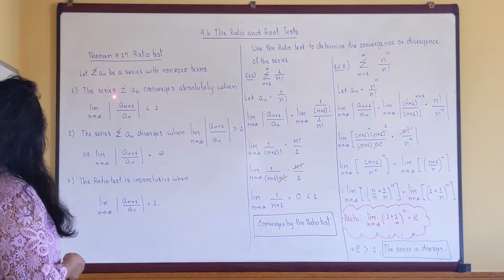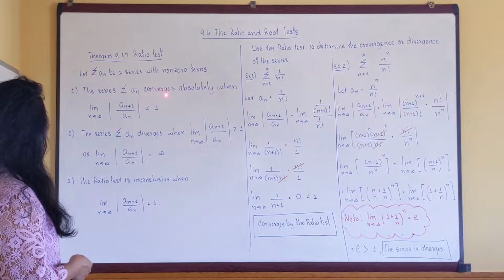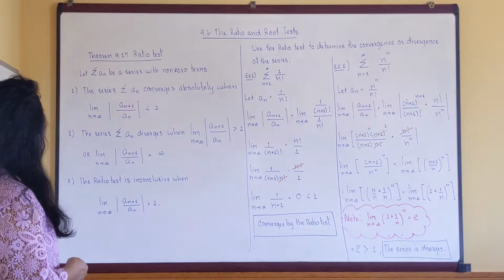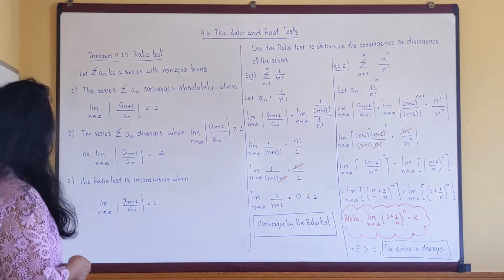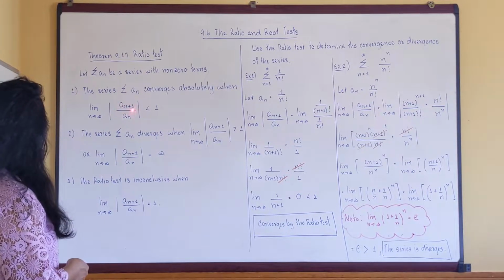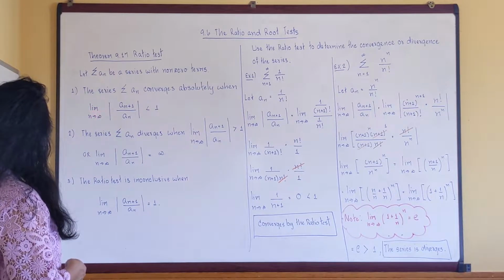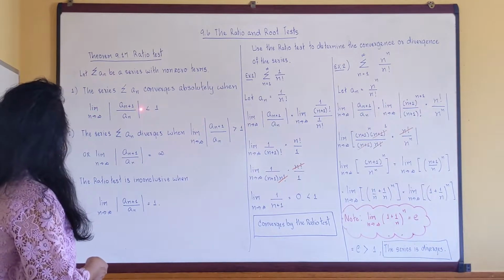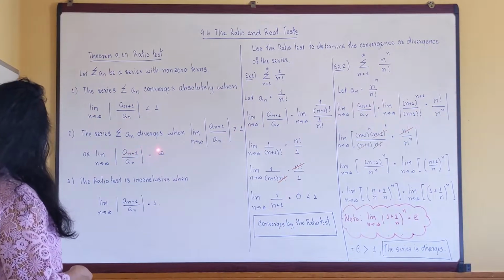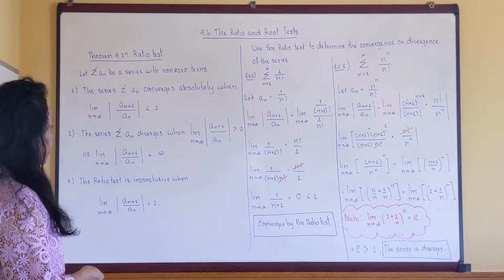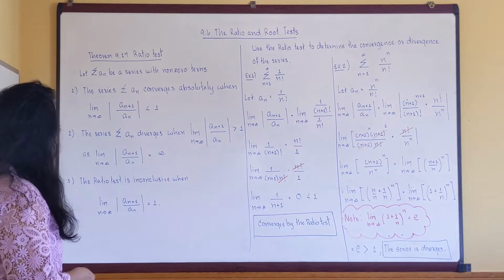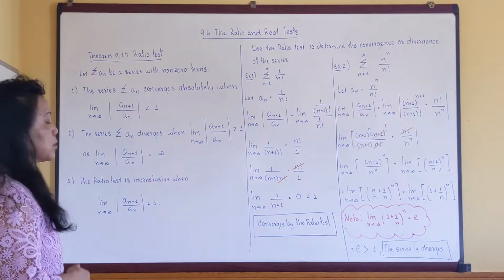The series sigma a sub n converges absolutely when, basically you have to find another term, a sub n plus 1, and put it in ratio, a sub n plus 1 over a sub n, under absolute value, as the limit as n goes to infinity. It has to be less than 1. If it's greater than 1 or equal to infinity, it diverges. And if it's equal to 1, it's inconclusive.